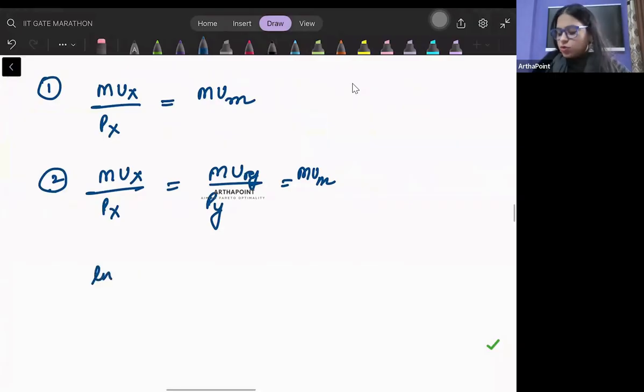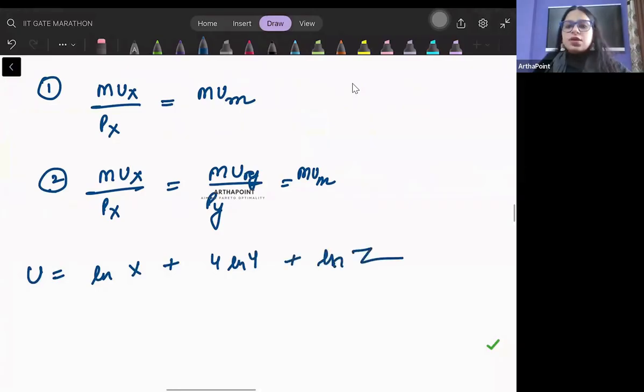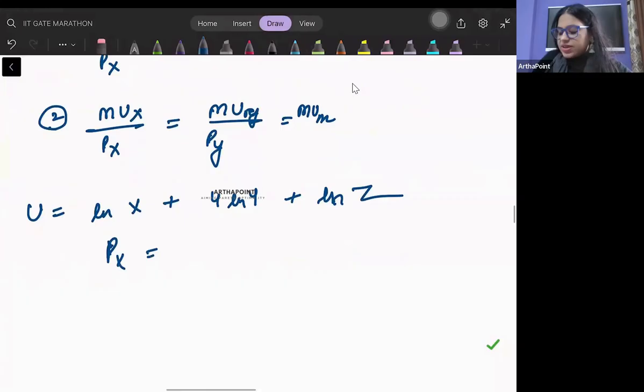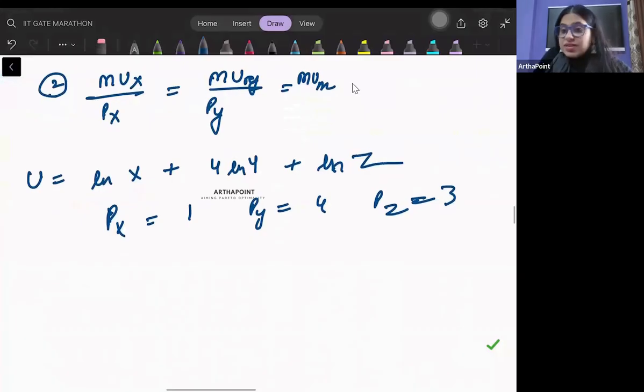ठीक है, suppose मेरा question ये है that U is equal to ln x plus 4 ln y plus ln z. हाँ, and they give you some prices. Px is equal to 1, Py is equal to 4, Pz is equal to 3. ऐसे करके दे दिया. Then it does not mean that I cannot apply utility function to, this concept to three goods. I can still apply this. हाँ, diagrammatically it will be a 3D diagram.